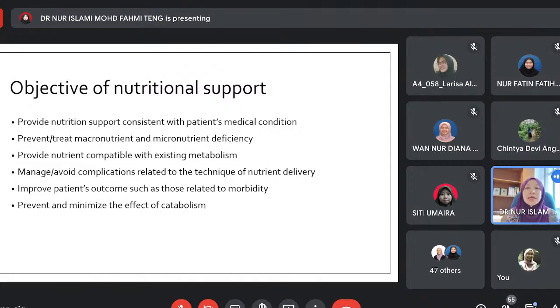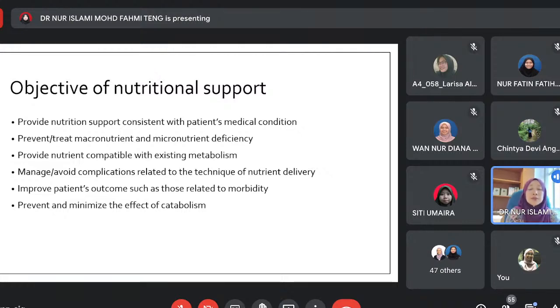Okay, and then we prevent or treat macronutrient and micronutrient deficiency. We want to know whether there is any macronutrient and micronutrient deficiency. This is based on the diagnosis. Based on our nutrition assessment, we look at whether there is any micronutrient deficiency. We look into the lab tests. Does the patient need high protein or a specific protein? Do they need more zinc?